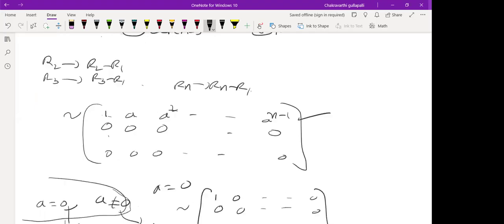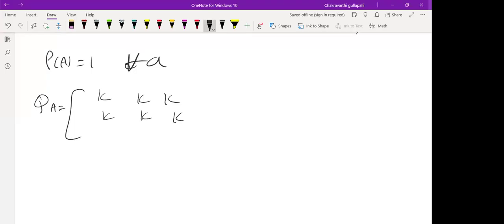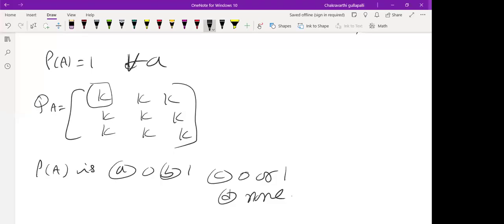Okay. Yesterday's question. Let us see. K, rank of this matrix. The options are: A, 0; B, 1; C, 0 or 1; D, depends on K. So how do we find out? Let us see.